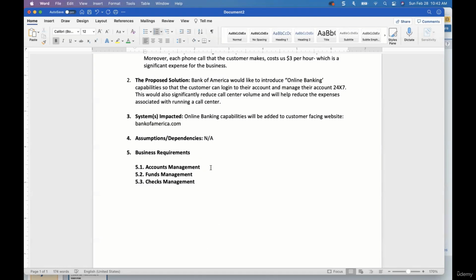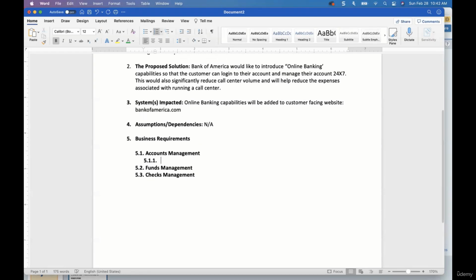Then you as a BA will start asking, tell me what are the things that the customer should do within accounts management. Why don't you give it a try? Why don't you tell me some of the basic things that a customer should be able to do within managing their accounts? Login, and bank reconciliation if it is a checking, savings, or business account. Okay.